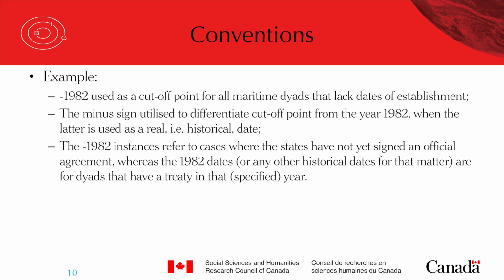The part 1982 in -1982 was chosen because in that year the law of the sea establishing exclusive economic zones came into effect. If two states have not already an agreement establishing a maritime boundary, we have made the decision to use that cutoff point as the establishment of a de facto maritime border. Therefore, the -1982 instances refer to cases where the states have not yet signed an official agreement, whereas the 1982 dates, or any other dates for that matter, are for dyads that have a treaty in the specified year.